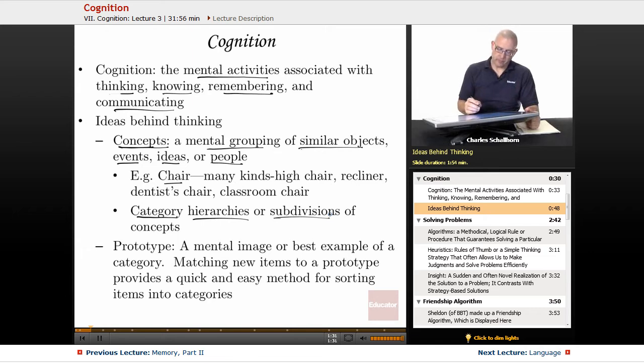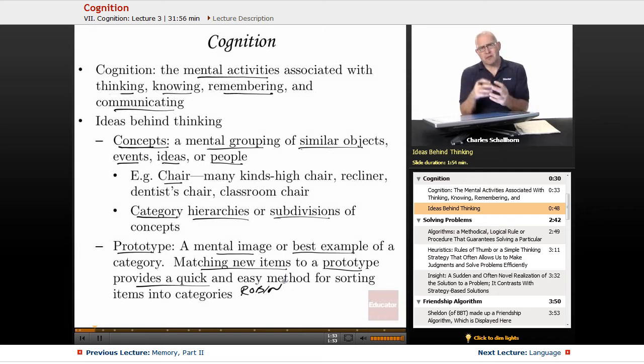And then prototype is a mental image or best example of a category. And so what we do is we match new items to a prototype, and that provides a quick and easy method for sorting items into categories. And so a prototype of a bird might be a robin. Robins are not too overly big. They're brown. They've got the tiny little eyes, that tiny little beak. They've got the wings. They have the particular body shape. They've got the two legs.